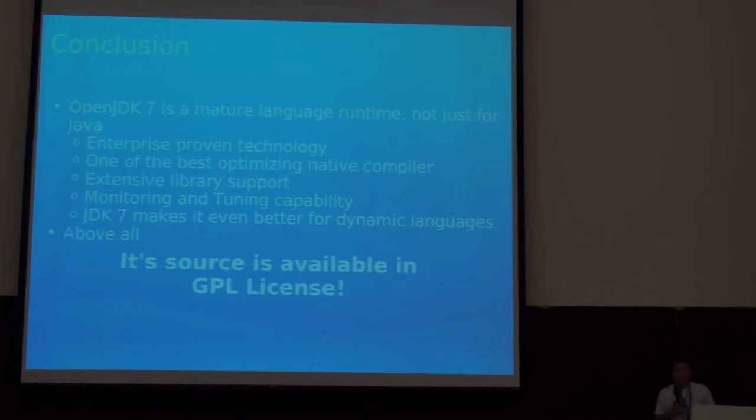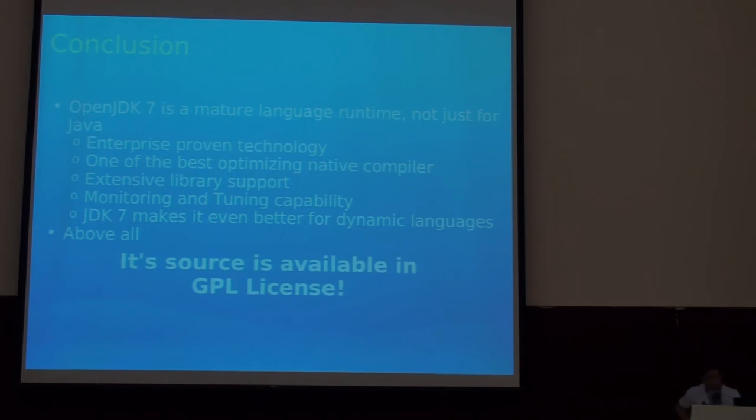So, the conclusion for my talk: one good thing about running your languages on JVM 7 is that it's a mature language runtime. It spent the last 15 years being optimized to such a point that it's really fast. It's enterprise proven technology, with loads and loads of transactions that your investment bank is doing through Java. It's probably one of the best optimizing native compilers. In certain cases it's probably better than GCC, and sometimes it's not as good, but most of the time it's pretty good.